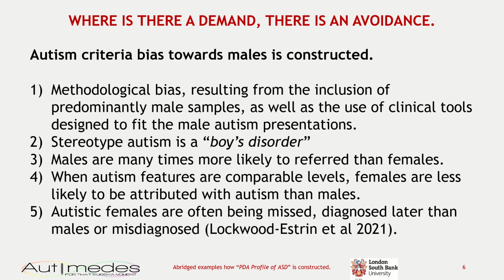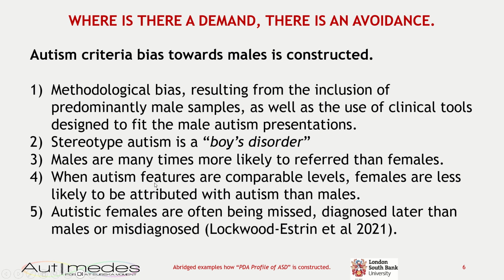Moving on, we know from the autism literature that the category of autism spectrum disorder in DSM-5 is constructed with a bias towards white males. This bias tends to result from methodological bias, from the inclusion of predominantly male samples, as well as the use of clinical tools designed to fit the male autism presentation. There's a stereotype that autism is a boys' disorder, and we know from the literature that males are many times more likely to be referred than females for an autism assessment.